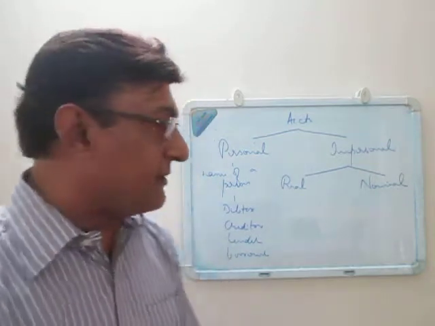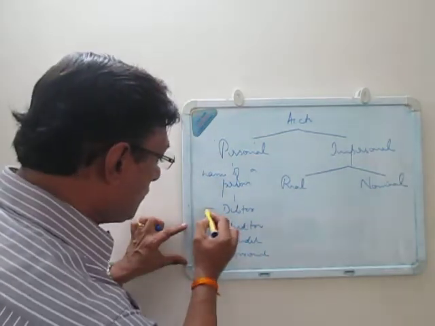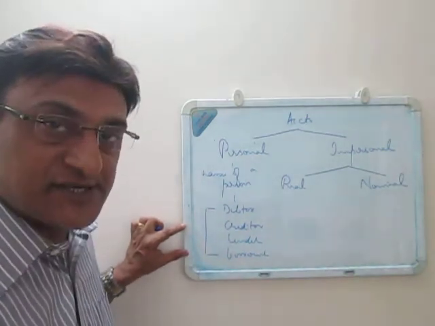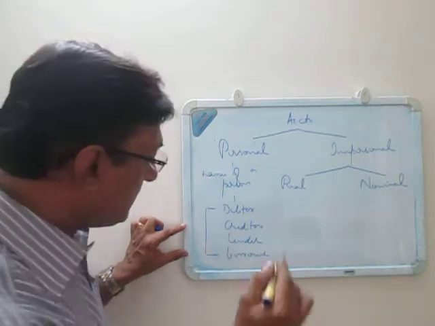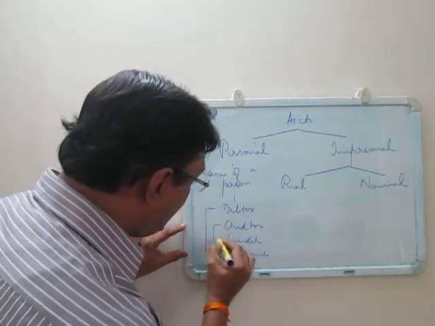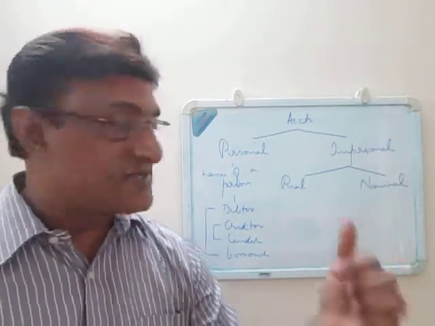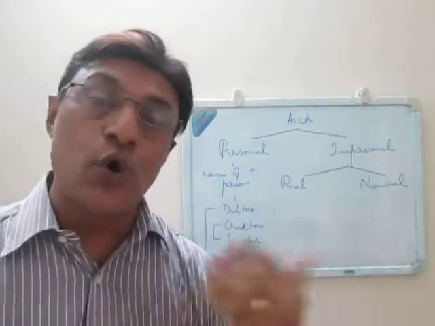So a debtor and a borrower have the same accounting effect. They are persons who owe money to the business. Similarly, a creditor and a lender are on the same footing. They are persons to whom the business owes money.